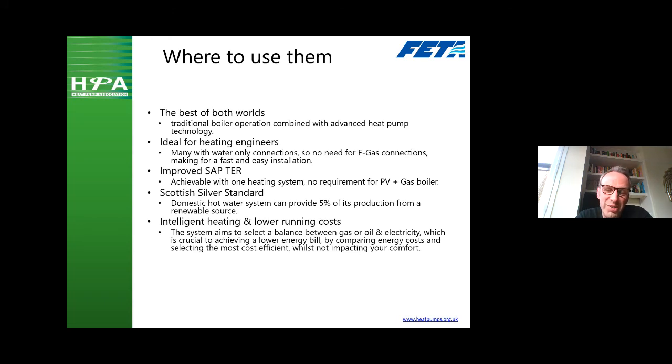So that was a very quick whistle-stop tour of another solution, which is hybrids utilising a heat pump. And as I say, we've looked at where we can apply them and the benefits of applying them. So that was my whistle-stop cover of hybrid.